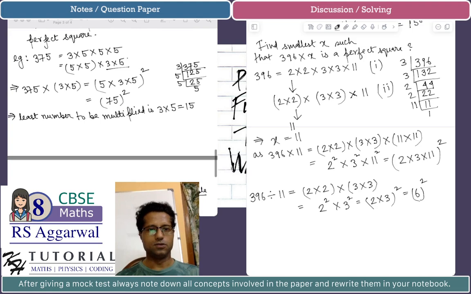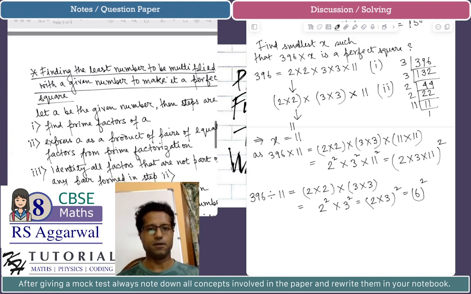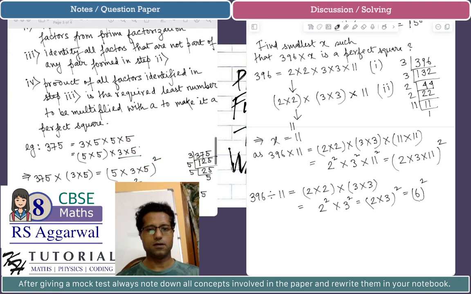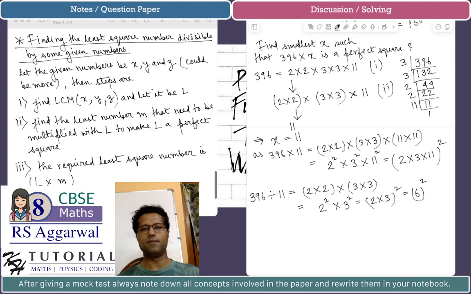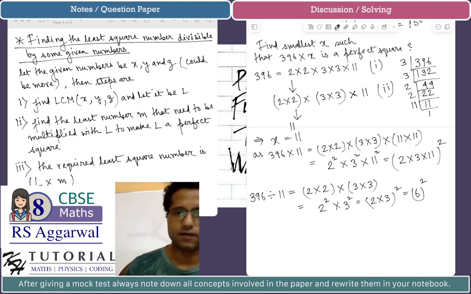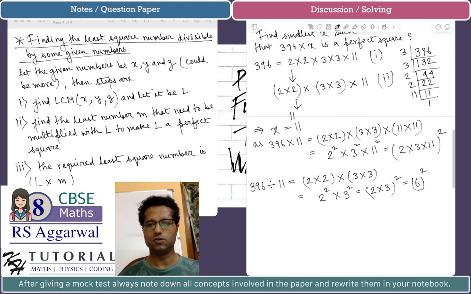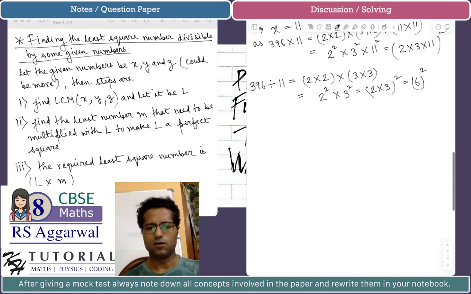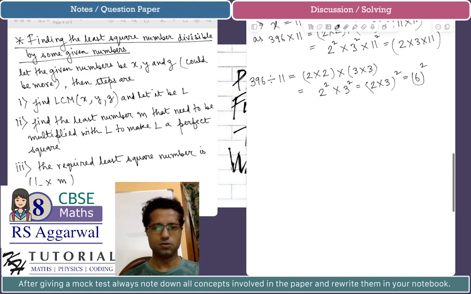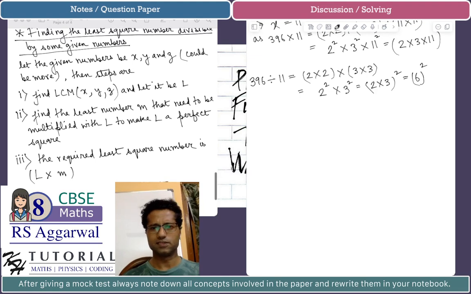Okay, so this was one kind of typical problem that is normally asked. Another kind of typical problem is that you have to find the least square number which is divisible by some given numbers. So you will be given some natural numbers, and you will be asked to find the least perfect square which is divisible by all the given numbers. So the steps are, I will explain with an example. Let's again take an example from the book.